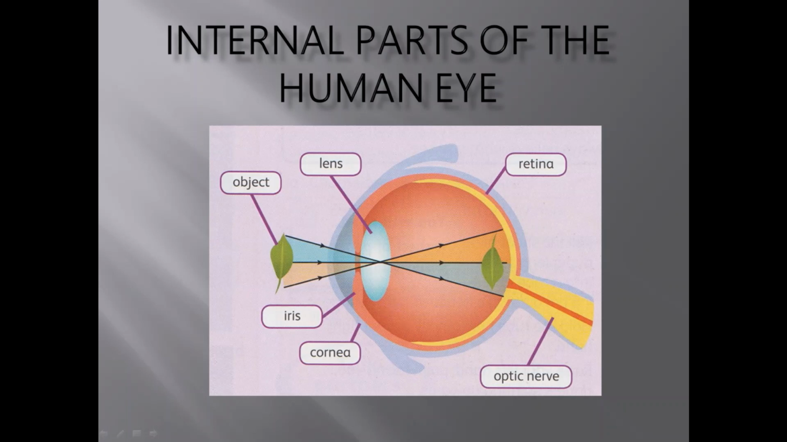The signals travel along the optic nerve to the brain. The brain turns the image received by the retina the right way up. We can then see the object. So again, that's just a quick overview of how the internal part of the eye works.